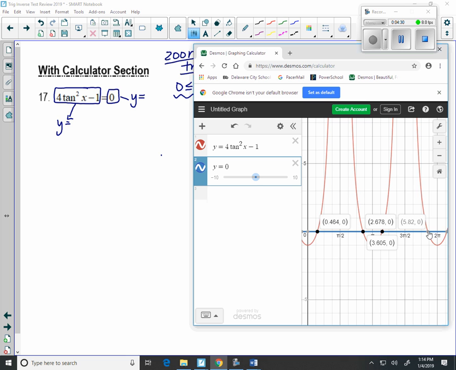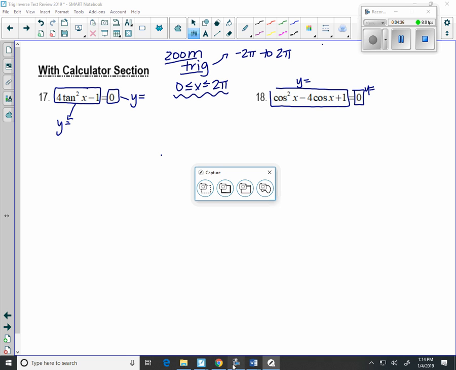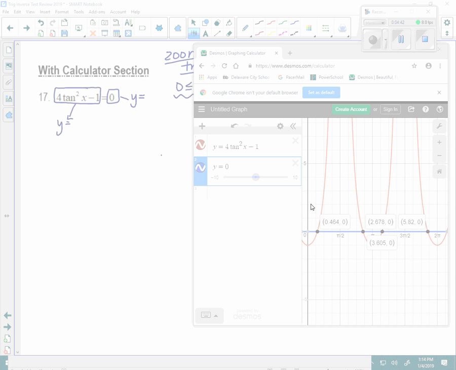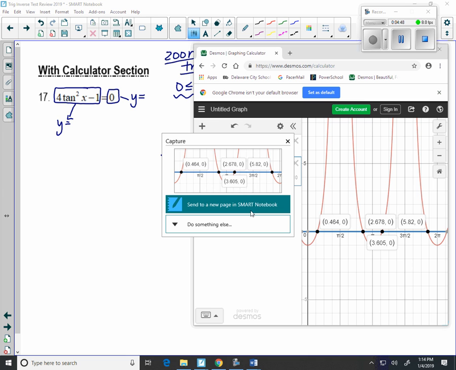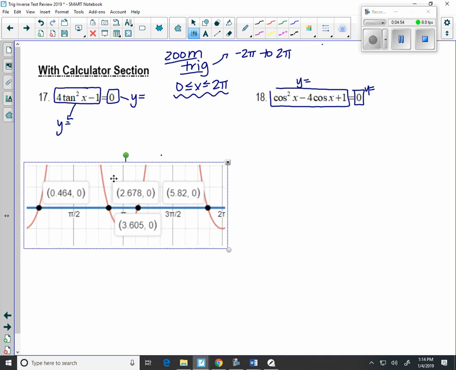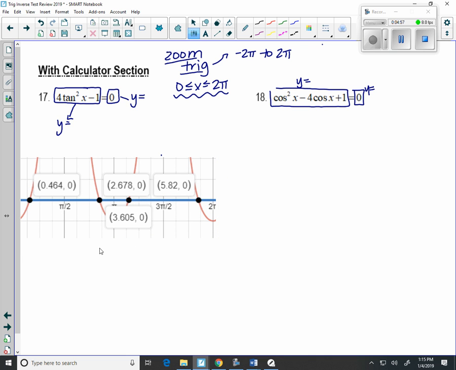On Desmos, I can just click on them because Desmos is very nice. You will do the intersect function on your calculator, just to make that clear for you, whether you're using the 84 or the Inspire. So there are your solutions, your x values for 4 tangent squared x minus 1 equals 0. If you haven't yet, go ahead and pause and put in cosine squared minus 4 cosine plus 1. Set that and see where that intersects with 0. I will do the same.